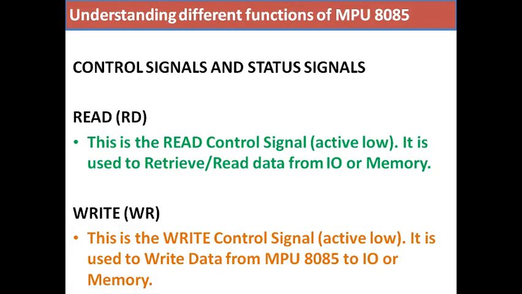We have to remember one thing: the microprocessor can do one thing at a time. That is, if presently the microprocessor 8085 is in the read mode, the write terminal will be inactive, and if it is in the write mode, the read terminal will be inactive.